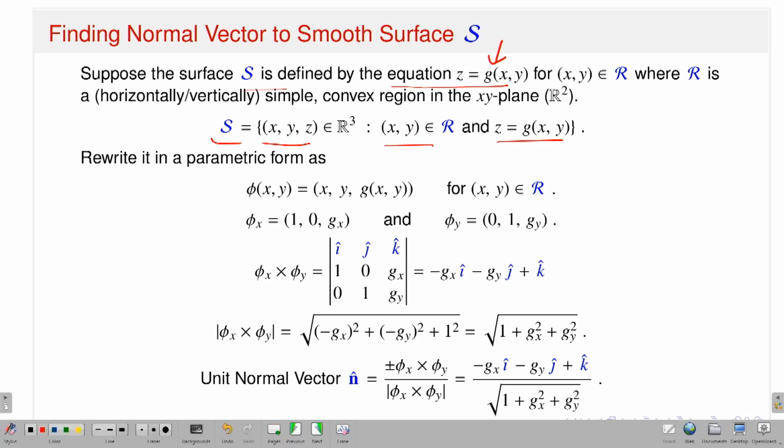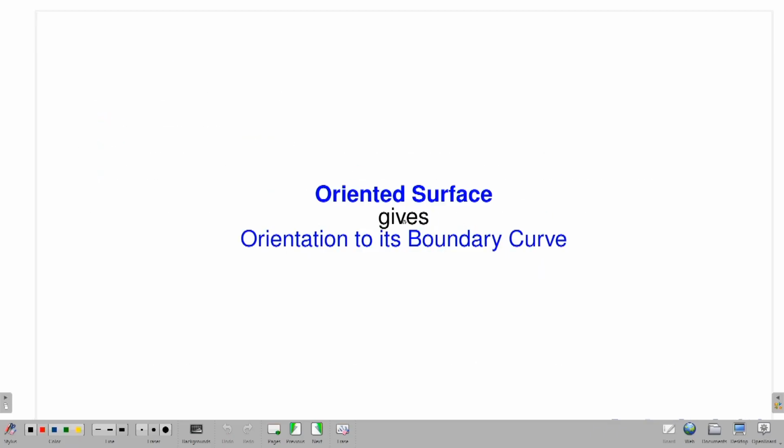That R is nothing but my circle. And what is my z? This is 4 minus x squared minus y squared. So the corresponding parameterization is phi(x, y), which is (x, y, g(x, y)). Then you have to calculate the unit normal vector, which is of this form. Then the corresponding surface integral, you can write it, if I want to perform this surface integral.